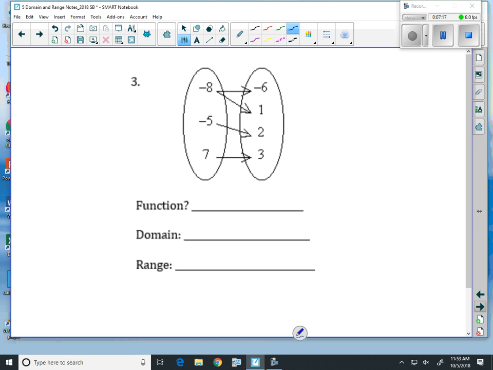Okay, if you get something like this, always assume that the left is X and the right is Y. Just assume that if it's not written for you. So, is this a function? No. One number has 2 arrows. Can't happen. So that's a no. For the domain, we just list our numbers.